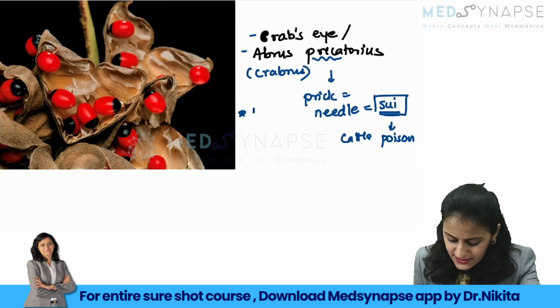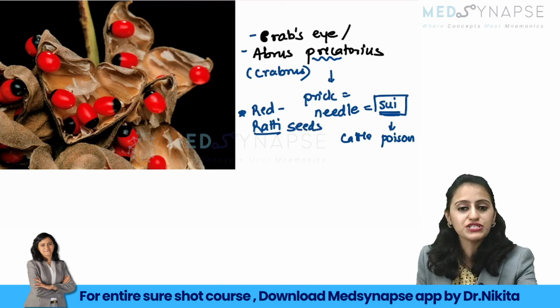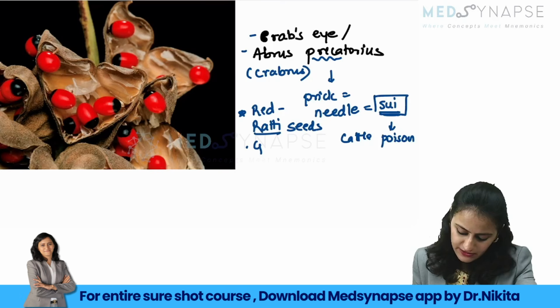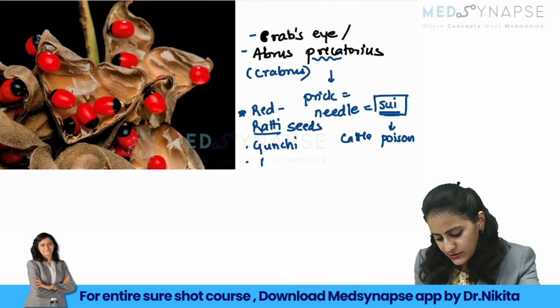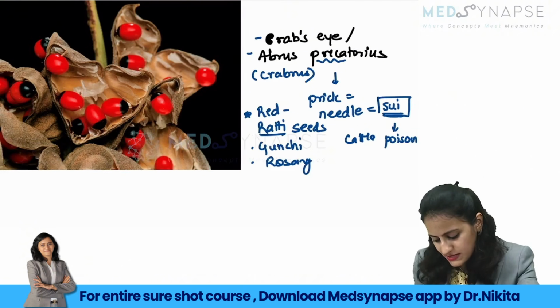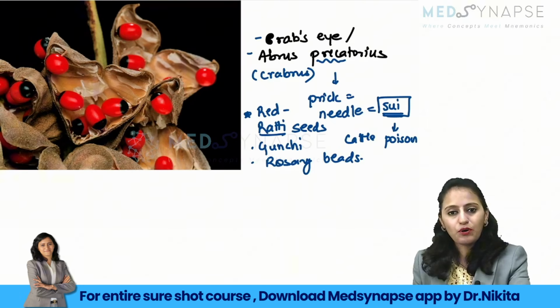This is red in color. So remember, this is also called Ratti seeds. The other name for this is Ratti or Gunchi. Imagine we're making a mala out of this, the red black mala. So this is also called the rosary beads or the rosary pea, right? That's the other name. So these are the important points for Abrus.